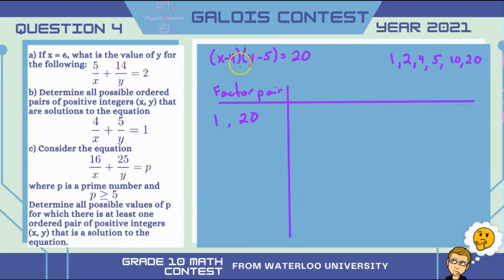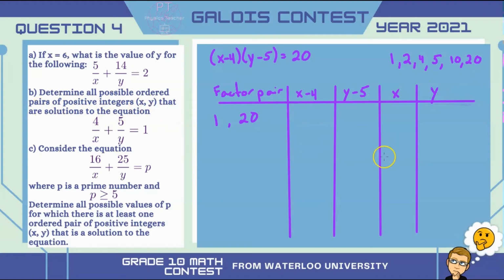Then I'm going to look at what this x minus 4 would be. And I'm going to look at what that y minus 5 would be. And then solving those, we're going to have to figure out what x and what y are going to be. Because that's what the question is asking, for all positive integers x and y that are solutions.